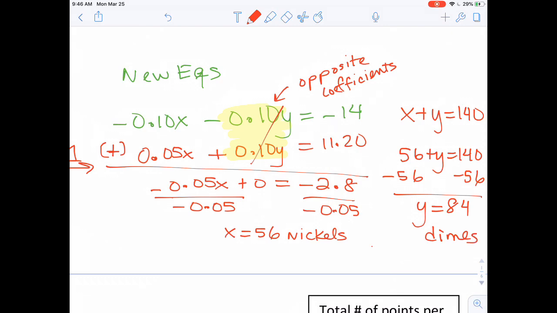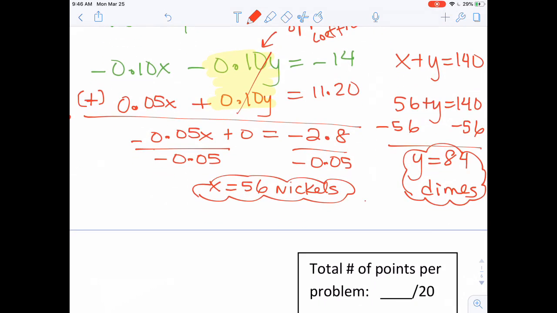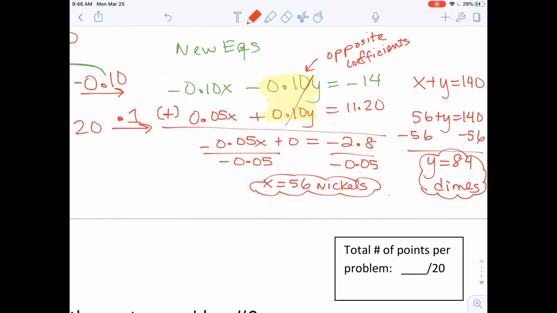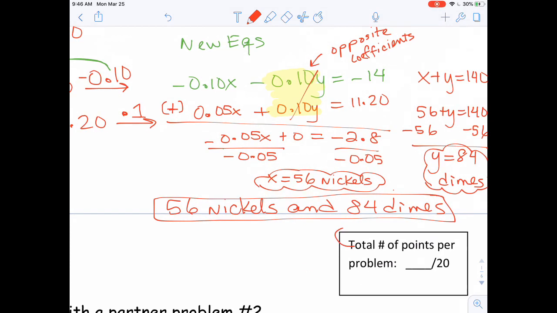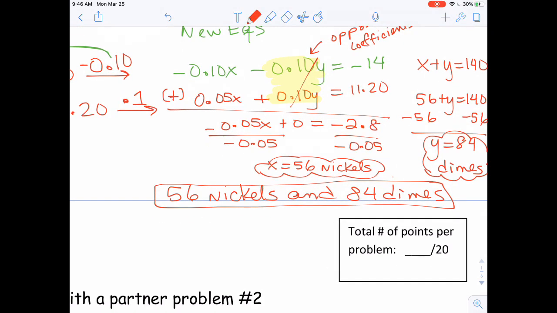So we always want to state this in a sentence when we solve this problem. So we know that, and you can check it. If you go back to the equation and check it, then you see that it works. So you have 56 nickels and 84 dimes. If you add those, that should give you 140. And if I'm doing the check here, 56 plus 84, that's 140, that's one check.